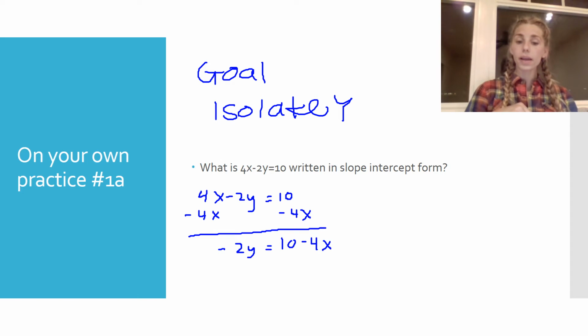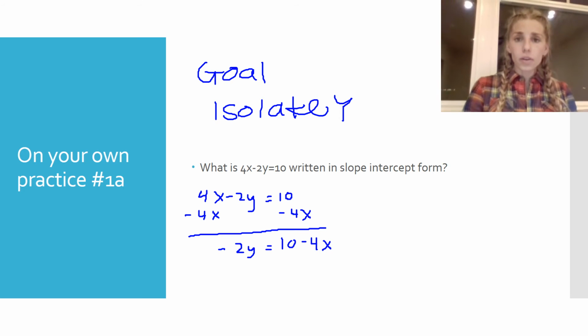The reason we write it like this is because 10 and negative 4x are not like terms. We cannot subtract 4x's from 10. They're apples and oranges, so don't try and do that. You just leave them how they are if they're not like terms. Alright, so now we're left with negative 2y equals 10 minus 4x.